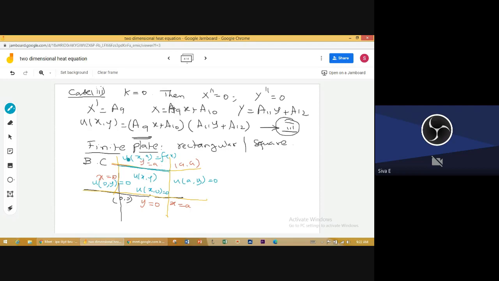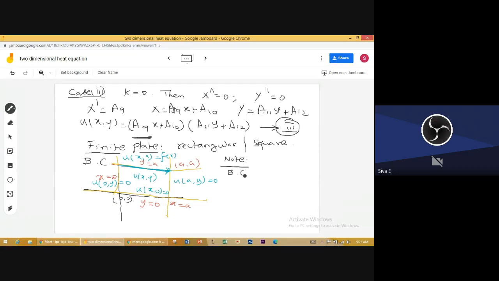So all three sides are 0, and only one side is non-zero. Then the non-zero temperature is parallel to the x-axis. You can write the note here. How to write the boundary conditions? All the conditions are boundary conditions. There is no initial condition here because it is independent of time t.